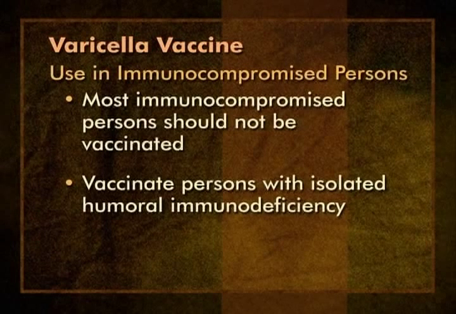But available data indicate that varicella vaccine is both effective and safe in persons with impaired humoral immunity. This includes persons with hypogammaglobulinemia and other selective B-cell immune deficiencies. Humoral immunodeficiency alone is not considered to be a contraindication to varicella vaccine. ACIP now recommends that you routinely vaccinate persons with isolated humoral immunodeficiency. But remember that the antibody products used to treat an isolated humoral immunodeficiency may interfere with the response to the vaccine. We'll come back to this issue in a moment.